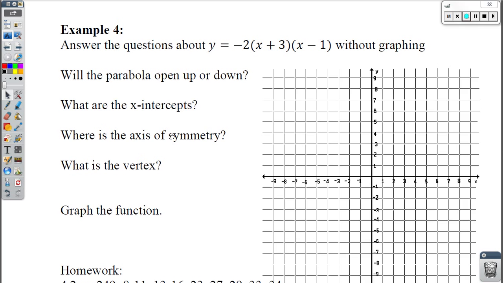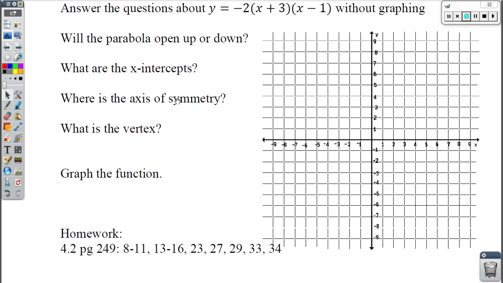Let's do another one of these. So let's first answer the questions here without graphing it, and then let's look at graphing it. So will the parabola open up or down? Well, again, that's going to be determined by the number out front. That's a -2, which is going to make this parabola open downwards. Also, that 2 is going to stretch the parabola out a bit.